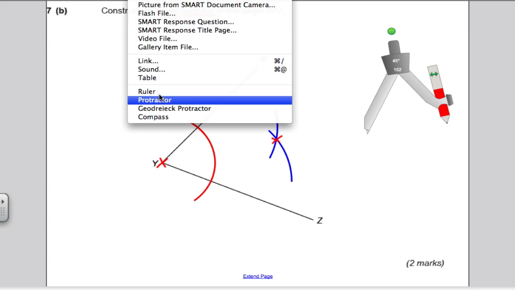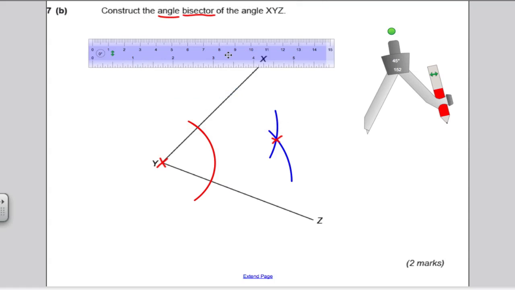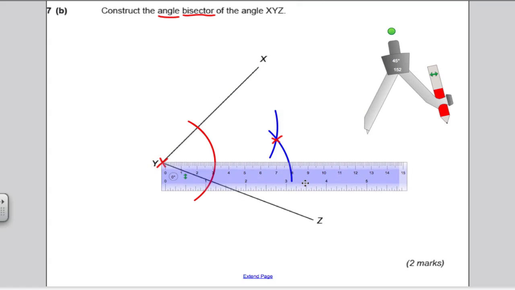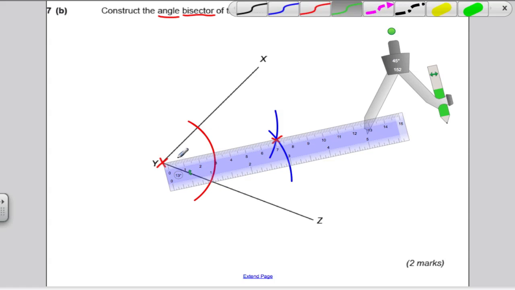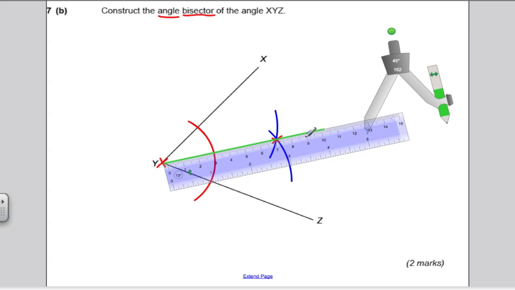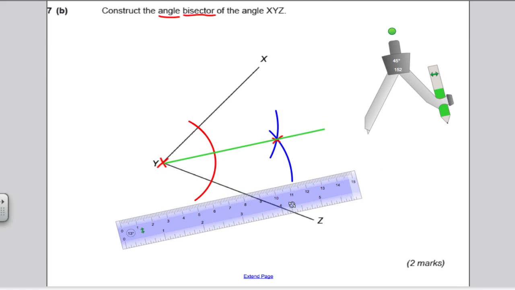At that point we get our ruler out, and we draw a straight line between the 2. Let's do it in a green pen, and that would be our angle bisector in this case here.